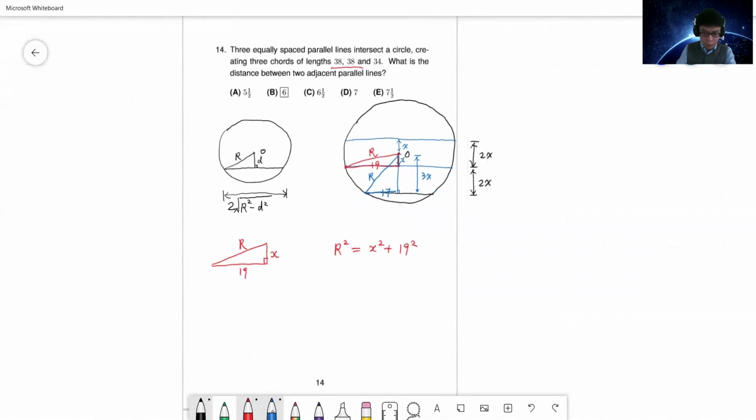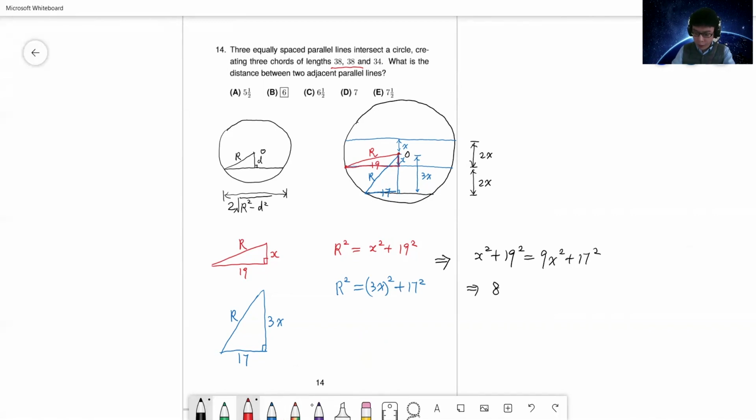Similarly, on the blue right triangle, we have r, the hypotenuse. One leg is 17, the other is 3x. This provides another equation on r and x. Now both of them equal r squared, so they are equal, and we get an equation: x squared plus 19 squared equals 9x squared plus 17 squared.